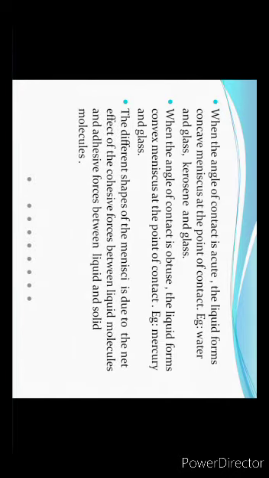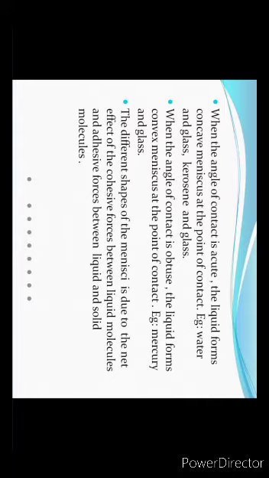The different shapes of the menisci is due to the effect of cohesive forces between liquid molecules and adhesive forces between liquid and solid molecules. See, where cohesive forces are very strong, there the molecule will creep down. Like, cohesive forces between mercury molecules is very much greater than the adhesive force between mercury and glass. That is why a convex meniscus is formed. While in water, adhesive forces between glass and water is greater than cohesive forces between the water molecules. So a concave meniscus is formed.